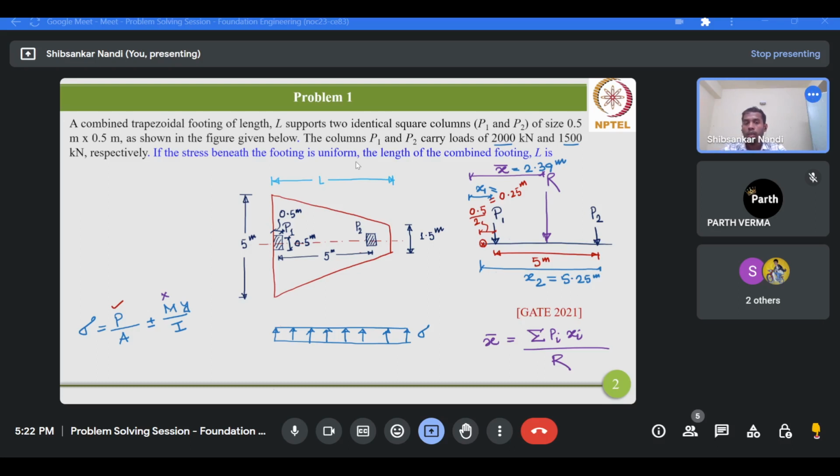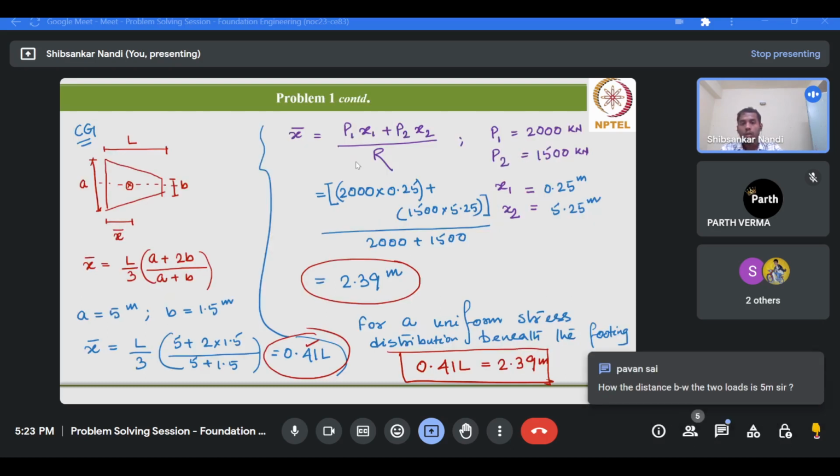You just have to keep in mind two things. First, how to determine the resultant of a series of loads, and secondly, you have to know the CG of this trapezoidal cross section. In an exam you may encounter another cross section, triangular, circular, square. Depending on the cross section, you should know the location of its center of gravity. So this was the homework problem.